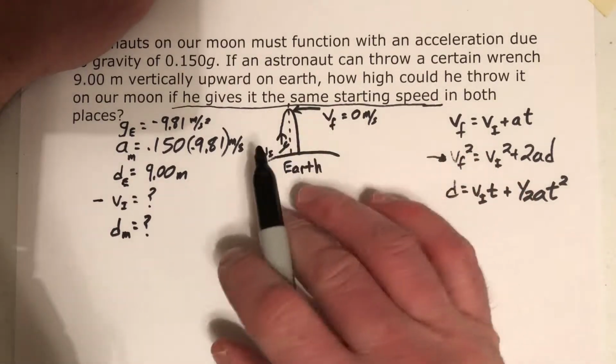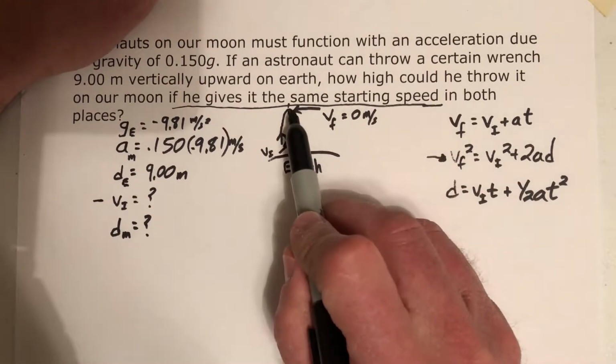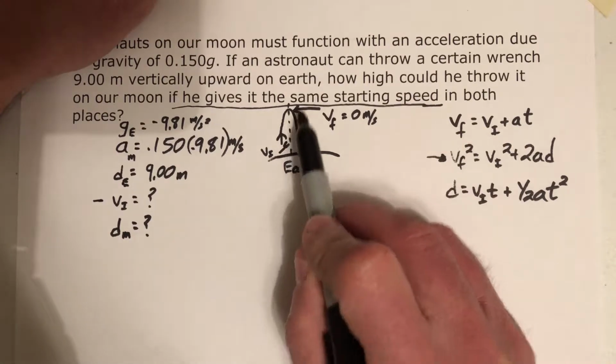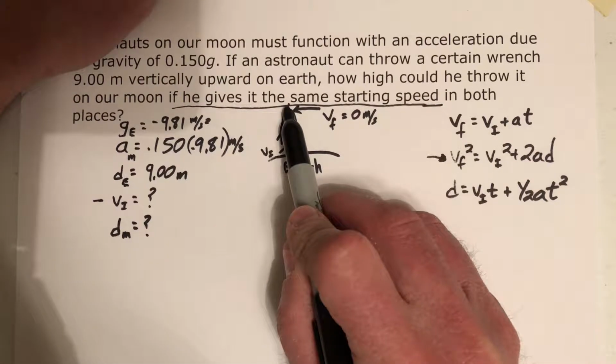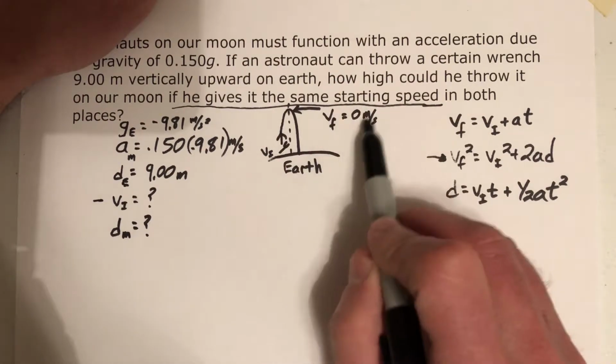So anytime you're dealing with an object that is thrown up and comes down, this is the trick. You can always cut the path in half and know that at the top, whether you're looking at the fall down or the path up, the velocity is always 0.